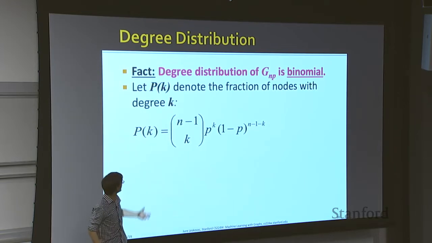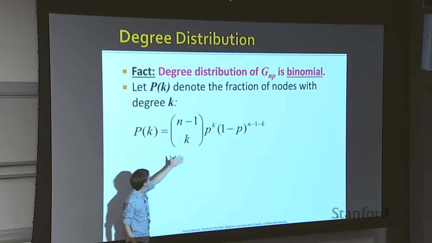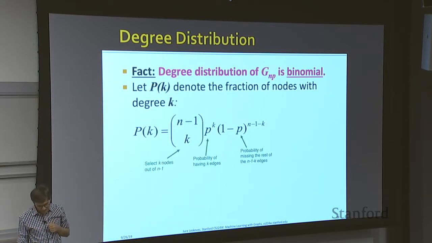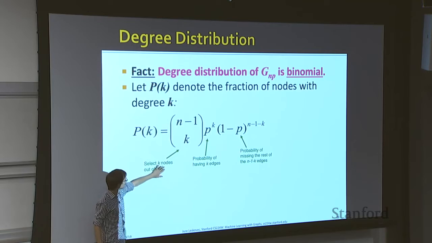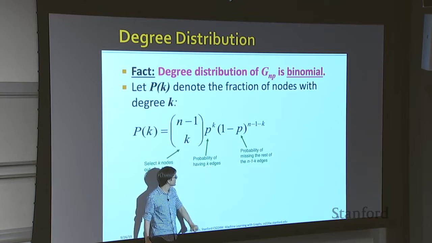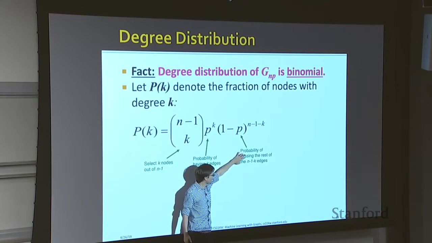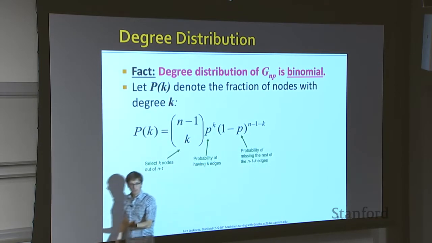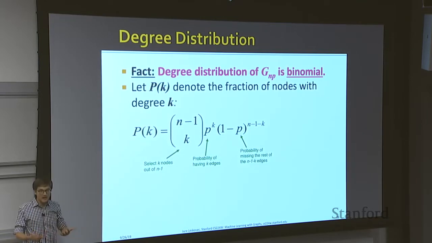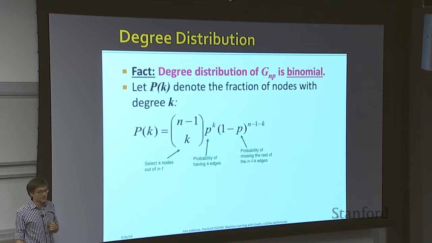And that's now the probability that a given node will have degree of k. Okay? So, as I explained, this is how many ways there are to select k nodes out of n minus 1. This is the probability that a given node will have k edges, and then the probability that the rest of the edges will not be there. Okay?